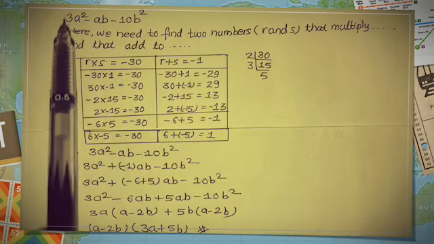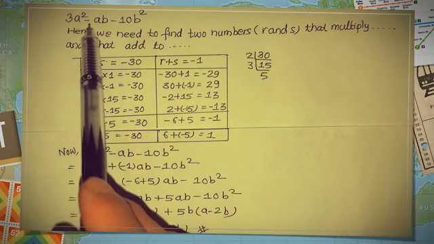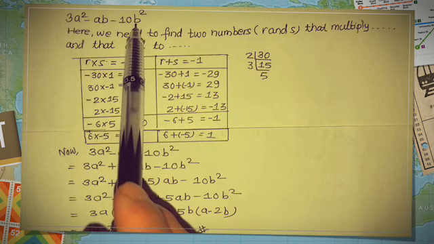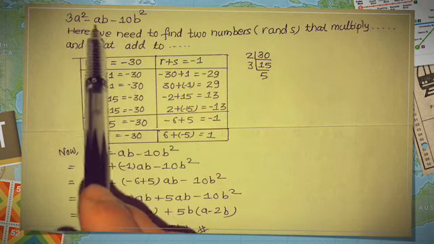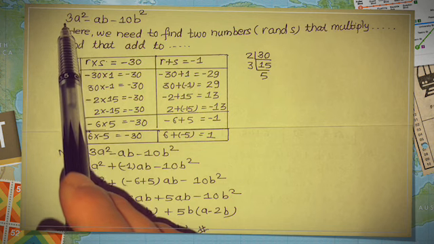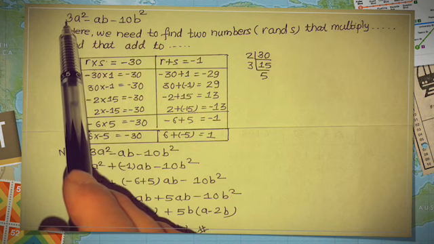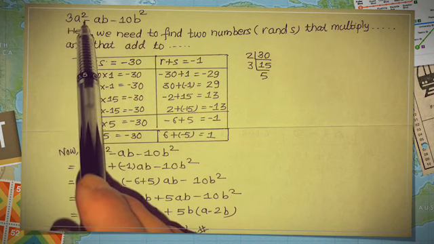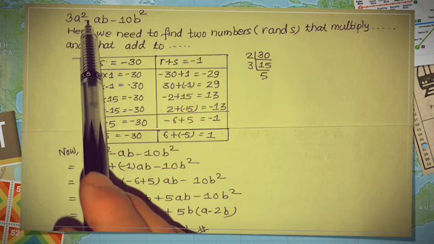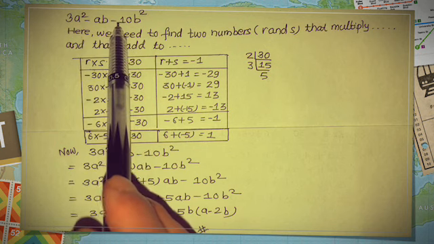Okay, here we have another question: 3a square minus ab minus 10b square. Now you see the leading coefficient is 3 here, and here minus, and look at here, nothing is in here, so minus 1 is here. And here minus 10.